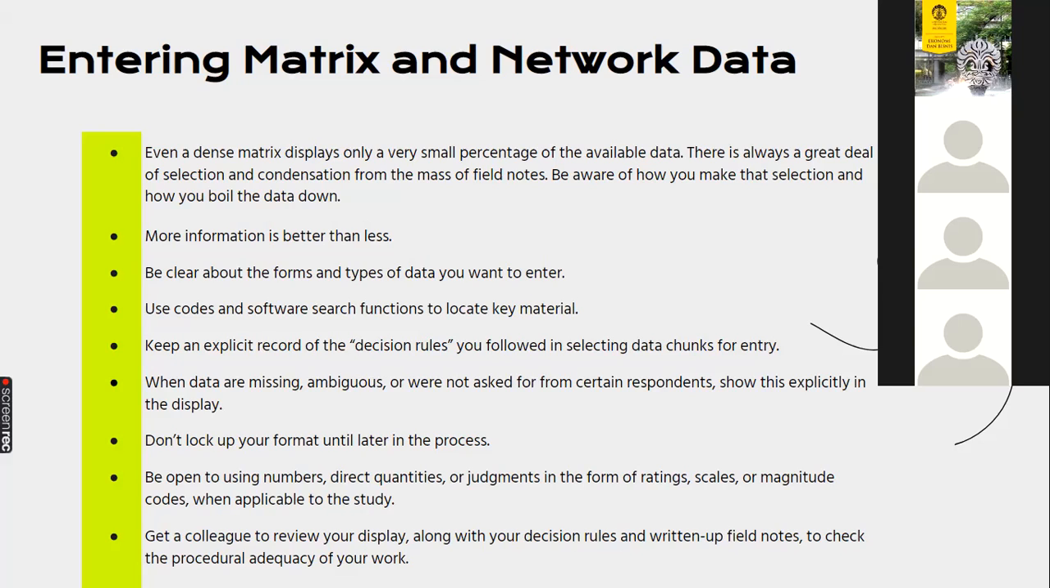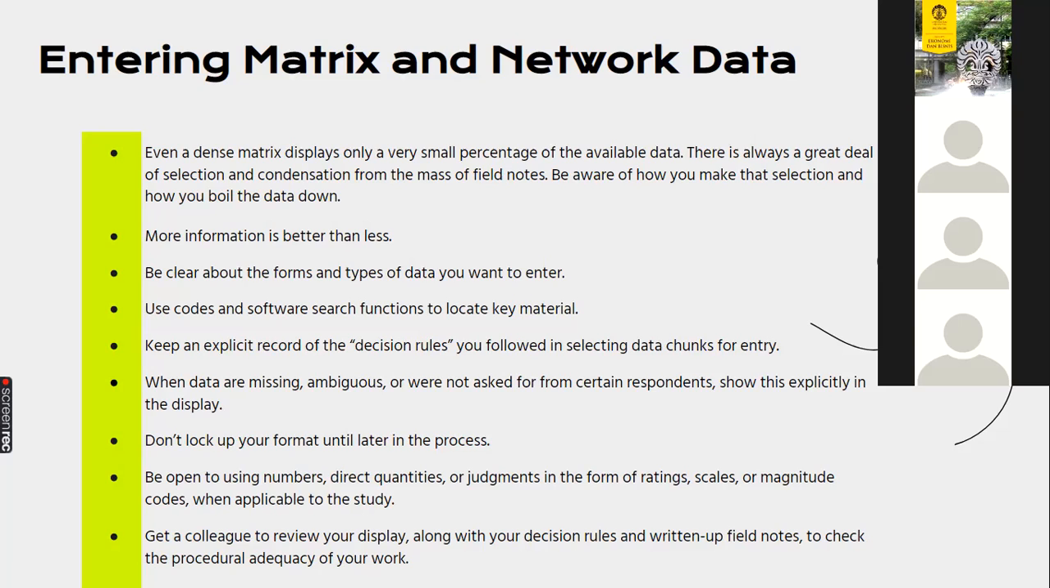Then we use quotes and the software search function to locate key materials. Entering data is much easier with text-based software, a database management or a CAQDAS program with multiple screens, because they permit you to retrieve coded chunks to one screen or region and to select or edit them on another. And keep an explicit record of the decision rules we follow in selecting data chunks for entry, because you may delude yourself retrospectively when you forget how you did it, or shift your decision rules during the process. When data are missing or ambiguous, or were not asked for a certain respondent, show this explicitly in the display, or write it in as missing or ambiguous.